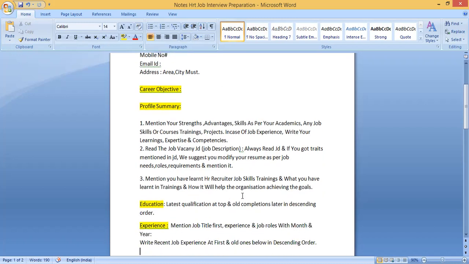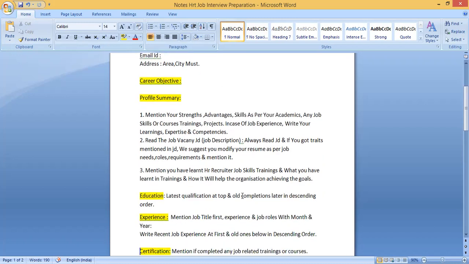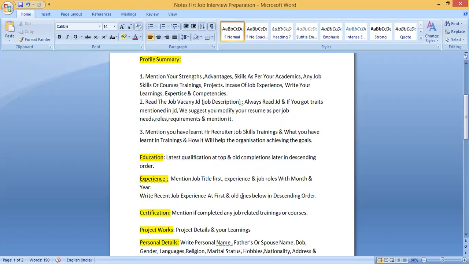When you are mentioning the education, the latest qualification must be at the top and the previous academics at the end, so it should be in descending order. Even the same thing is followed when you're writing the experience: present experience at the top and the older experience at the end. So it should be in descending order.